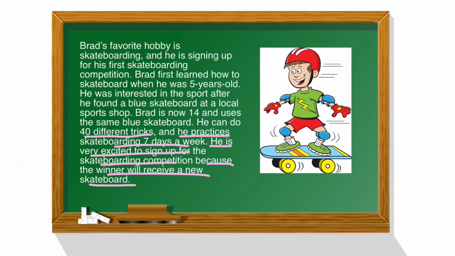Now, there are many different details in this story, but these details are the ones that help us to really support our main ideas, which were that Brad's favorite hobby was skateboarding and that he's signing up for his first skateboarding competition. So the fact that he can do 40 different tricks and he practices every single day shows that it really is his favorite hobby. And the fact that he is very excited to be signing up so he can win a new skateboard really supports our main idea that he's going to be signing up for the skateboarding competition.